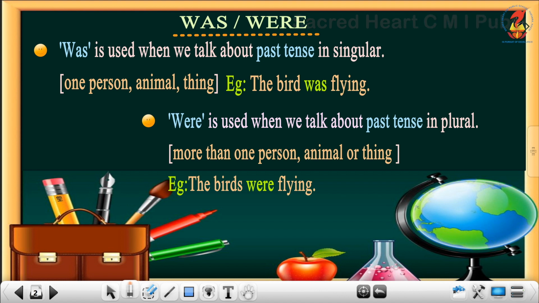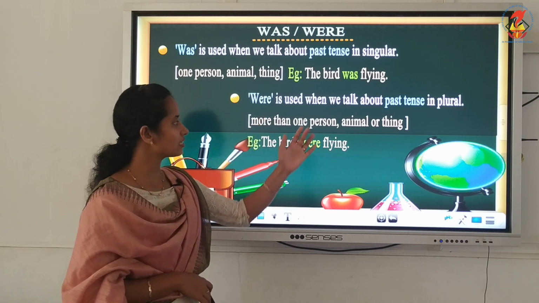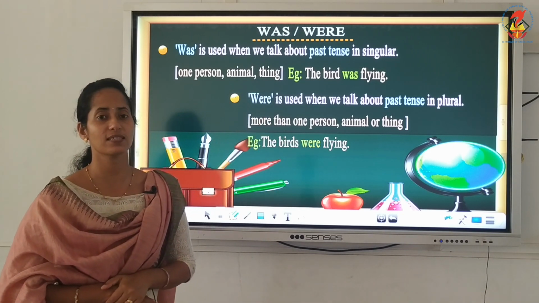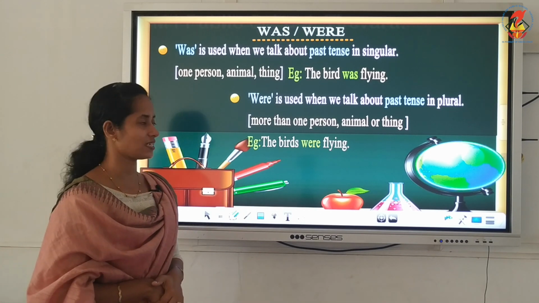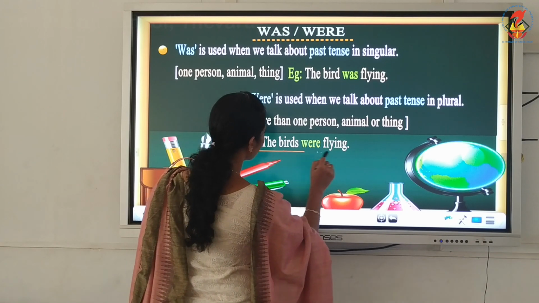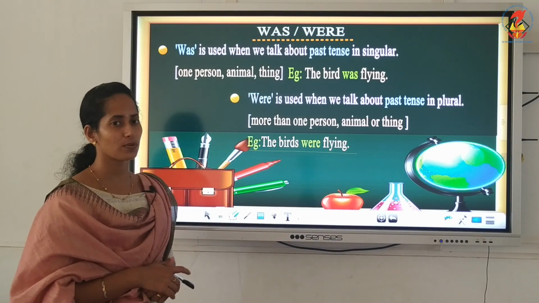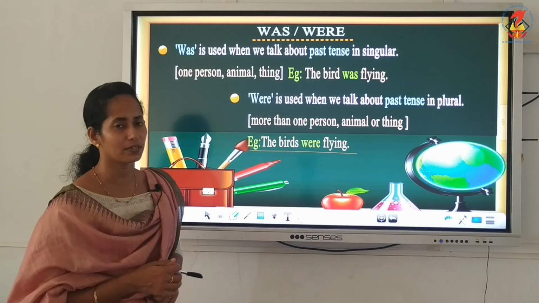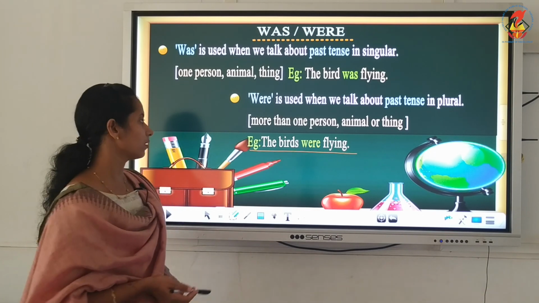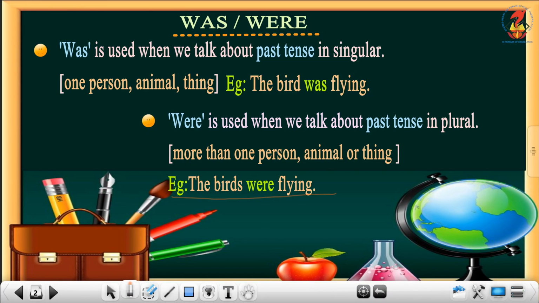So for more than one person, animal or thing. Okay, so helping verb were is used to talk about the things which happened in the past tense in plural. Okay, so example is the birds were flying. The birds, which means there are more than one. Birds means more than one. So there you have to use were. The birds were flying. Okay, I hope the concept is clear.